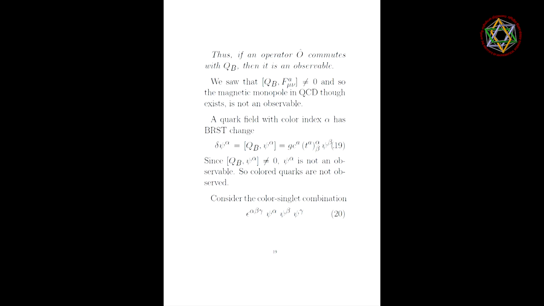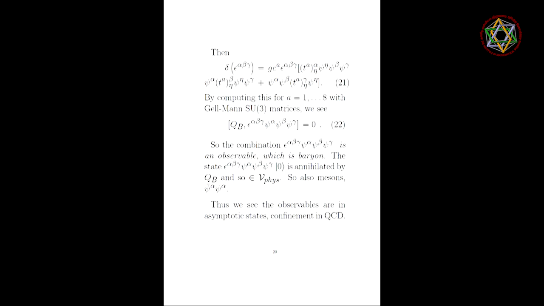Consider the color singlet combination, and you can show that Q_B with this color singlet combination is 0. So the color singlet combination is observable, which is a baryon. You can also show that mesons have this property. Thus we see that the observables are in asymptotic states, which is confinement in QCD.